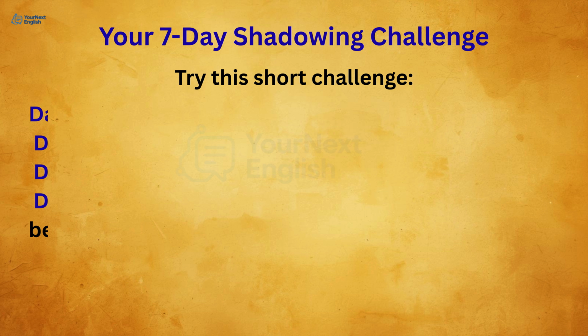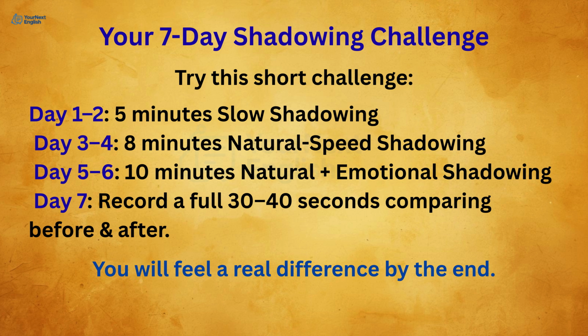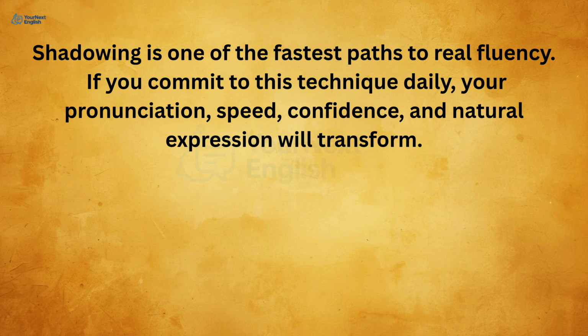Your 7-day shadowing challenge. Try this short challenge. Day 1 to 2, 5 minutes slow shadowing. Day 3 to 4, 8 minutes natural speed shadowing. Day 5 to 6, 10 minutes natural plus emotional shadowing. Day 7, record a full 30 to 40 seconds comparing before and after. You will feel a real difference by the end.